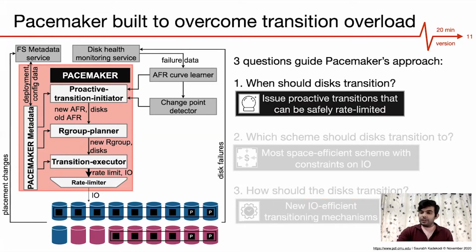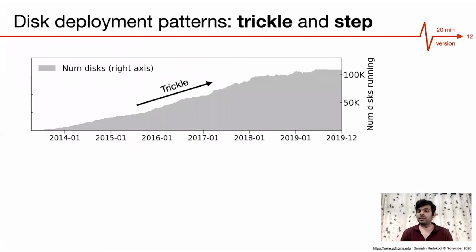So let's first look at the proactive transition initiator. But before I go into the details of that, I'll first talk about 2 important disk deployment patterns and their effects on Pacemaker. So the first important disk deployment pattern that we observe is something we call trickle deployments. This is when disks are deployed a few at a time, but regularly. So tens or hundreds of disks are deployed every so often.